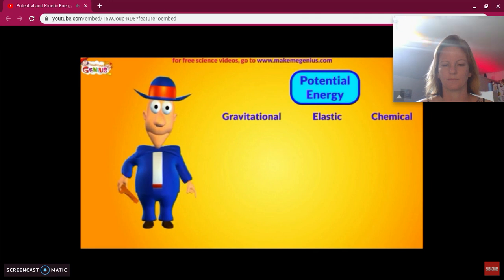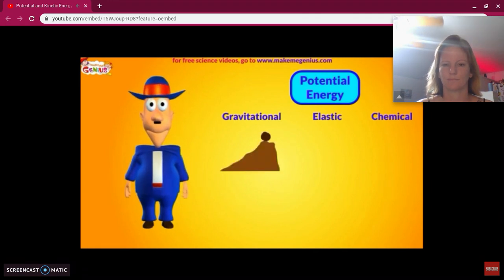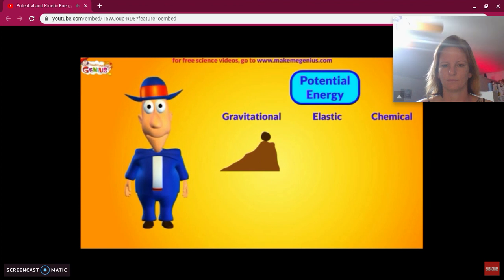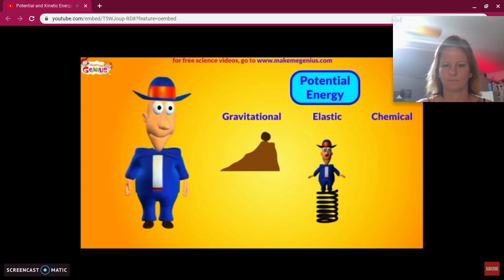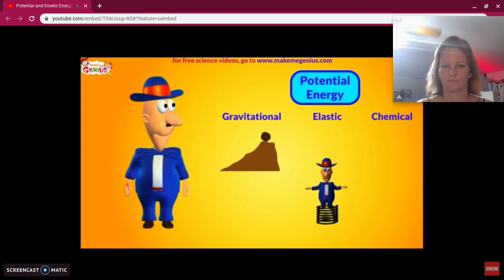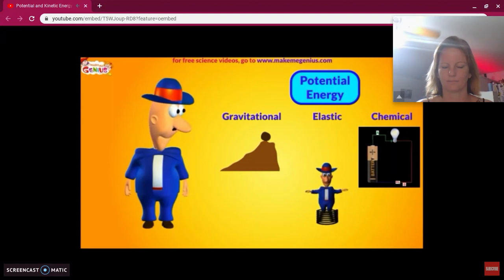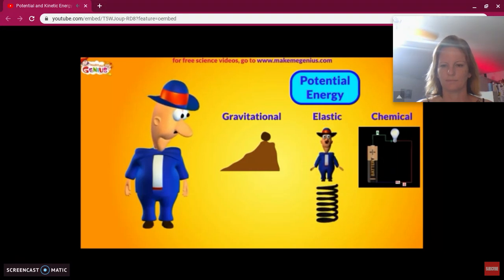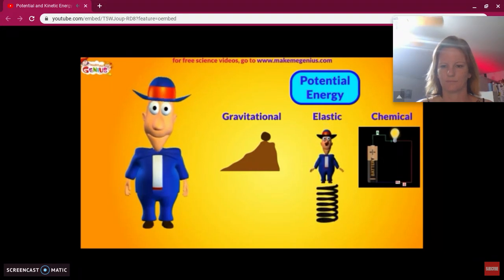There are three types of potential energy. Let's look at each type. See, this stone on the top of the mountain has gravitational potential energy. This is also called potential energy of an object due to its position. Now look at this. This is due to stored energy of the spring. This is a battery. This contains chemical potential energy. It can light a bulb.